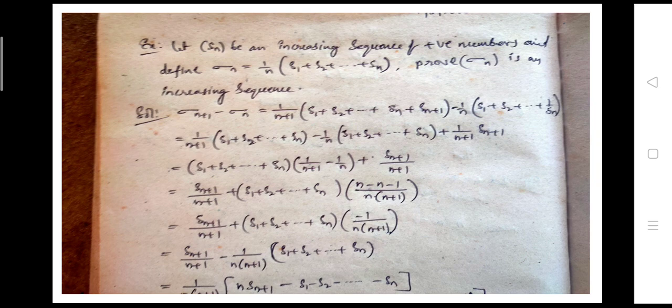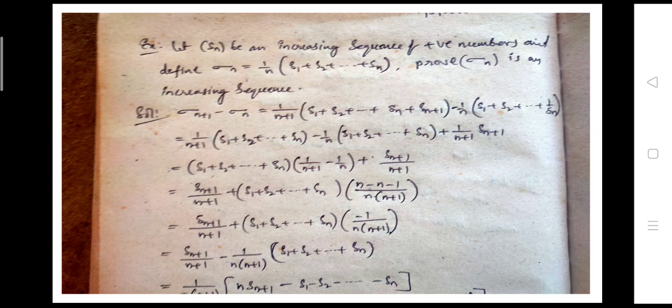To prove sigma n is an increasing sequence, the condition is whether sigma n plus 1 minus sigma n is greater than 0 or less than 0. If it is greater than 0, sigma n plus 1 is greater than sigma n, then it is an increasing sequence. If sigma n plus 1 is less than sigma n, then it is a decreasing sequence. So we need to find sigma n plus 1 minus sigma n.